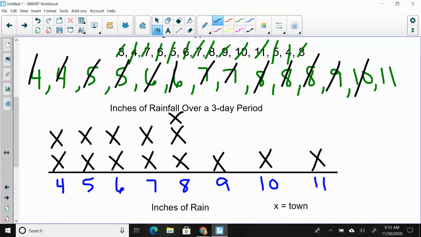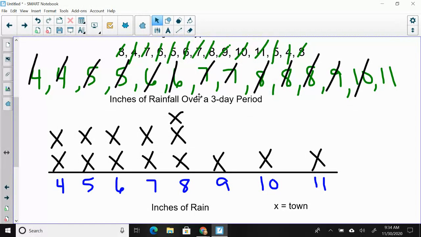So if we had 14 towns in our data results, then we should have 14 X's in our line plot. So let's just double check. I have 1, 2, 3, 4, 5, 6, 7, 8, 9, 10, 11, 12, 13, 14. Okay, so this would be what the line plot would look like.